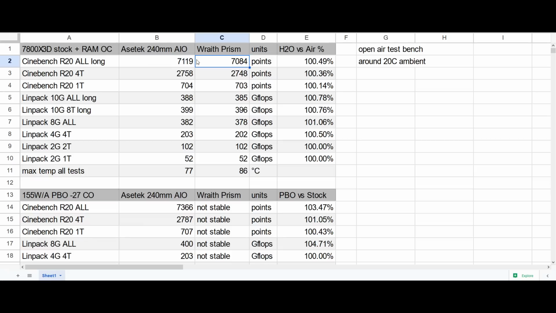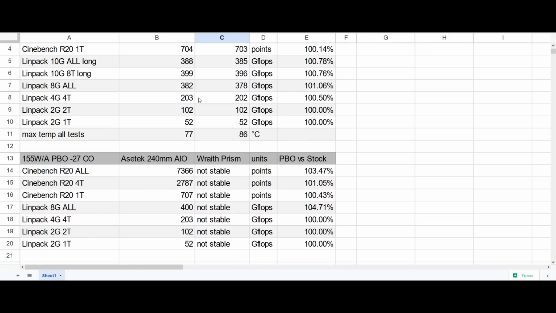Anyway, so that's that. Now, there is one place where the 240mm AIO does have a significant advantage over the Wraith Prism, other than just the max temperature, which is Curve Optimizer. If you want to mess with Curve Optimizer, which I think is a total waste of time, but there are people who like to do that, so more power to them. If you want to mess with Curve Optimizer, more cooling helps your stability.